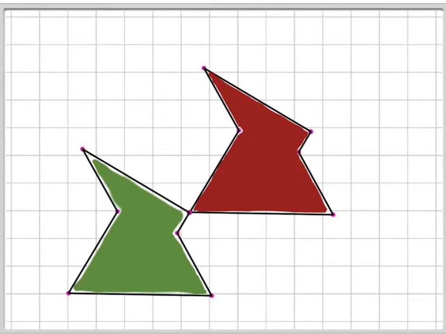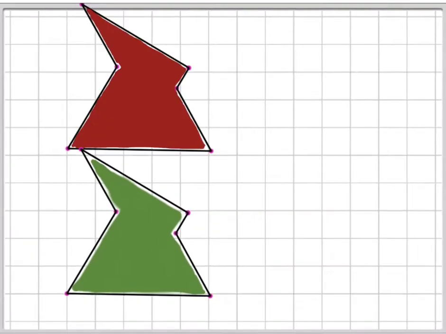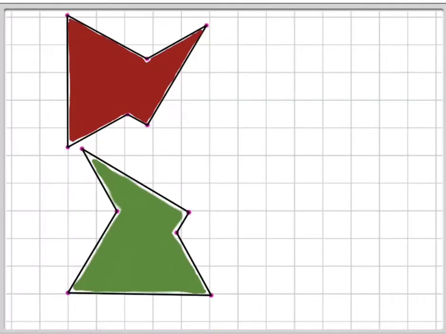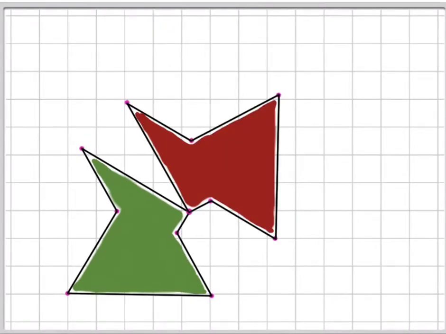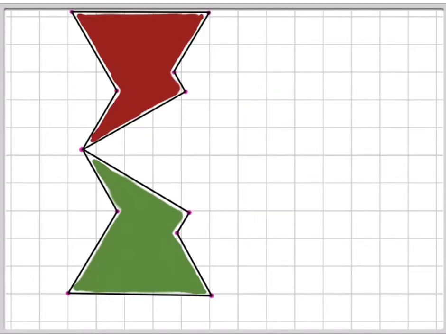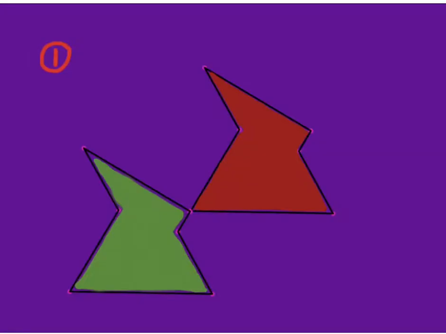All right, so the green rabbit's going to stay in one spot. The burgundy rabbit's going to kind of dance around that green rabbit, and the kids have to decide each of those moves, each of those transformations. Are they translations, rotations, or reflections? So I'm going to give you some ideas on how to think about this. Actually, I'm going to give you the answers.